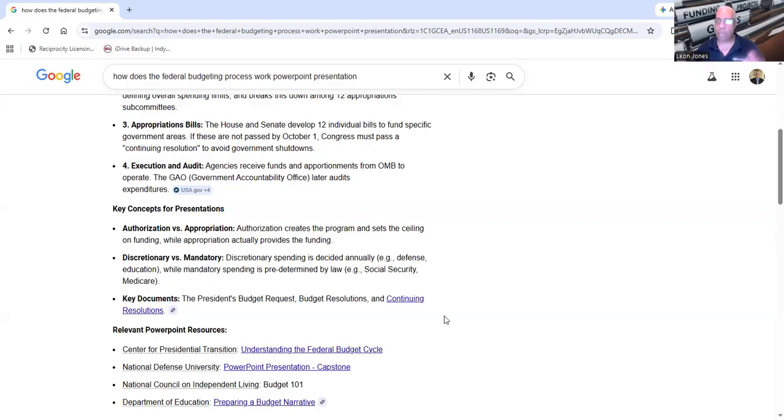Now, why is Medicaid not included? Well, Medicaid is not included because Medicaid is actually mandatory spending for all of the states. And I'll get into that in another video. So now the key documents for the key concepts are the president's budget requests, budget resolutions, and of course, continuing resolutions. Now, I'm going to get into the PowerPoint and I'm going to give you a bigger picture on what's going on.